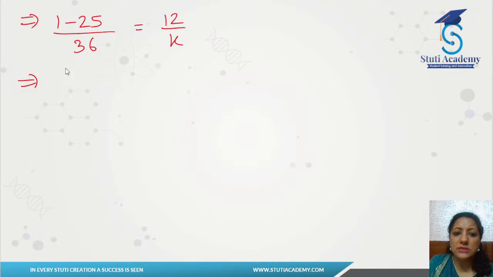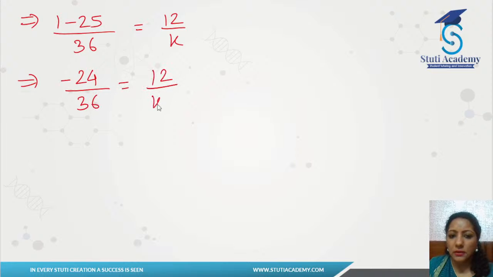Now this will give us minus 24 upon 36 is equal to 12 upon k. And then we can cancel out. So we can cancel 24 and 36 by 12. We'll get 2 times here, we'll get 3 times here. So we have minus 2 upon 3 is equal to 12 upon k.